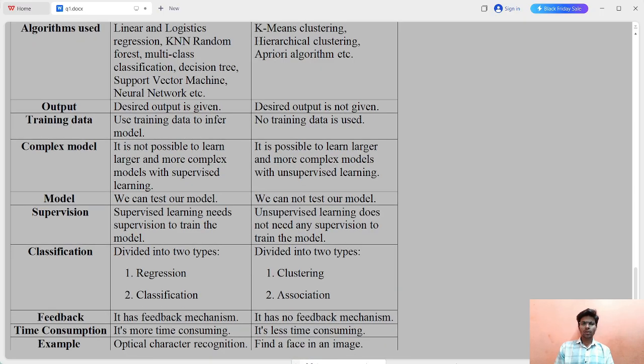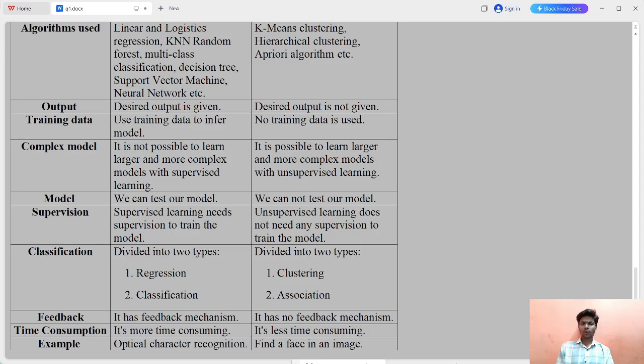Complex models. It is not possible to learn larger and complex models with supervised learning, but it is possible to learn large and more complex models with unsupervised machine learning. Test model: we can test our model in supervised learning, but we cannot test our model in unsupervised ML. Supervision: supervision is needed to train the model in supervised ML. Unsupervised learning does not need any supervision to train the model.